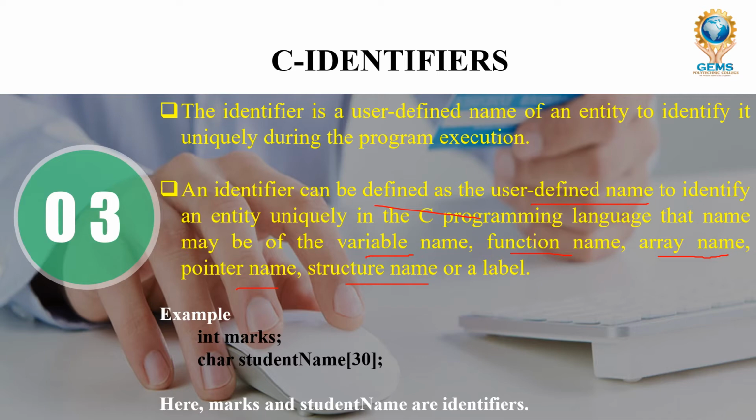For example, if you want to understand more about the identifier: int marks, char student_name array of 30. So here marks and student_name are called identifiers. I hope it is clear for you.